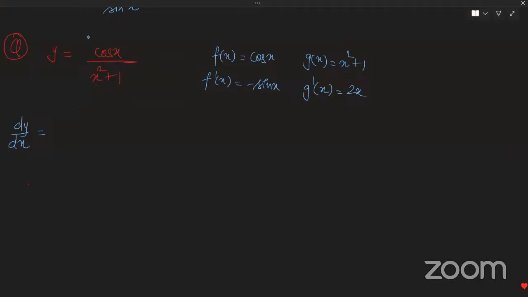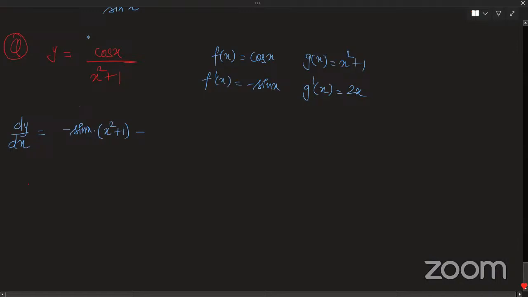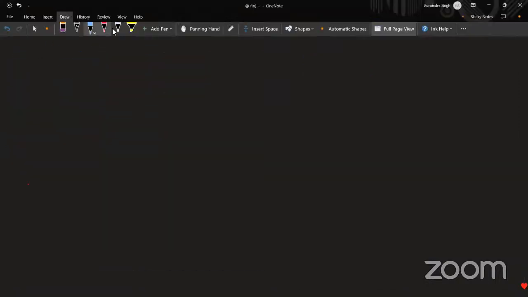So you take the derivative of the top, minus sin x, into x square plus 1, minus differentiation of the denominator, 2x, into cos x, whole divided by x square plus 1 whole square. Great. Okay, great.